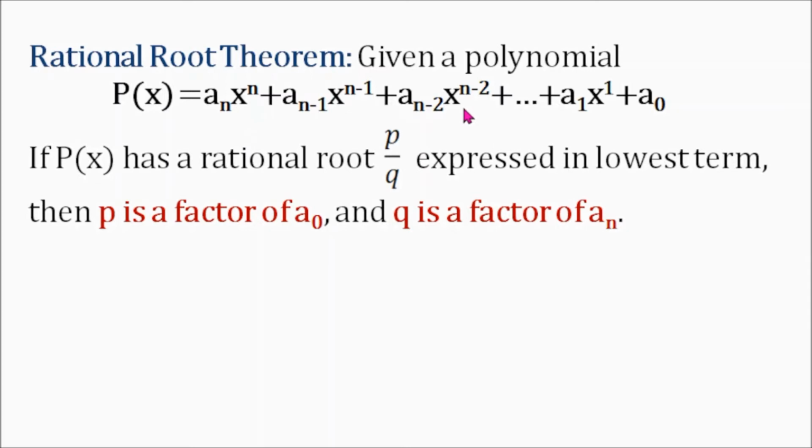So don't worry about this notation here. This just means that our polynomial is arranged from the highest degree to the lowest degree, such that the last term is the constant term.